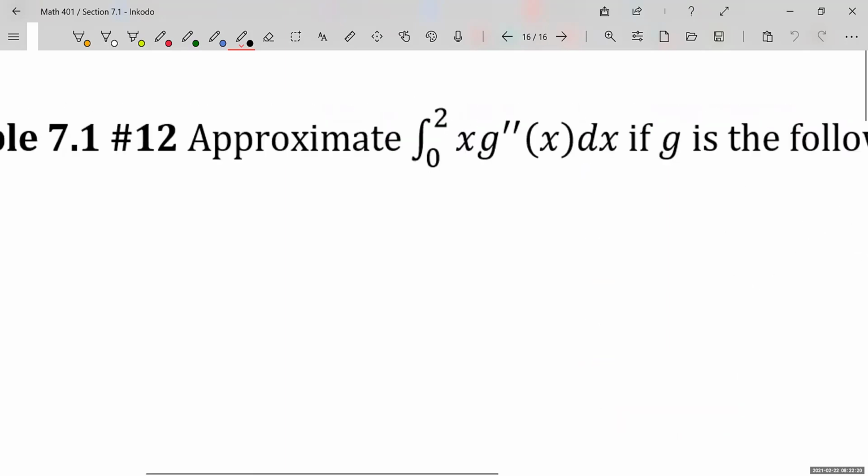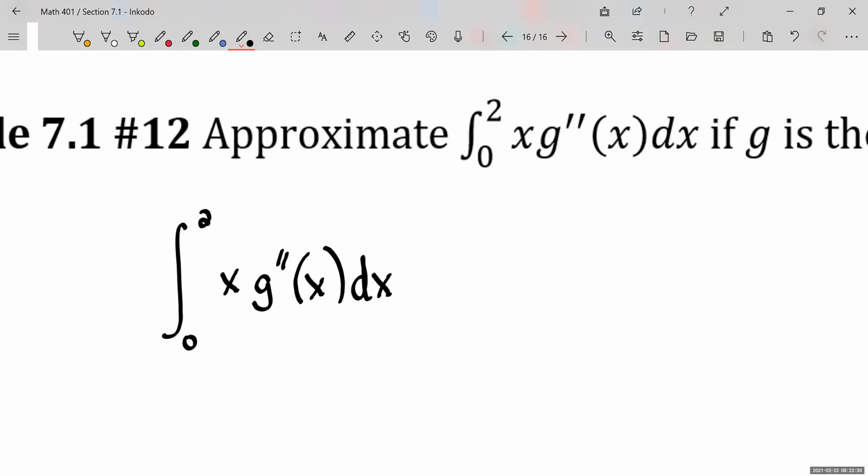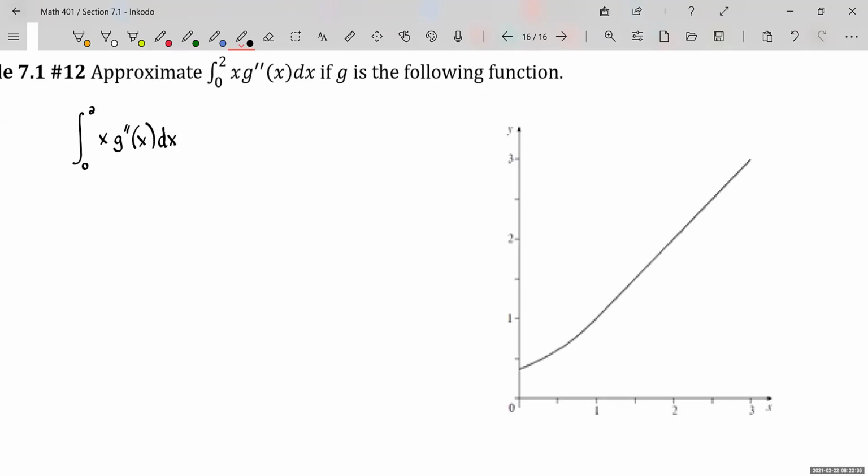So taking a look at this integral, the integral from 0 to 2 of x g double prime of x dx, you look at that and you think, I don't know what to do. I mean, am I supposed to maybe take two derivatives of this, or what am I supposed to do, right? You just have no clue.